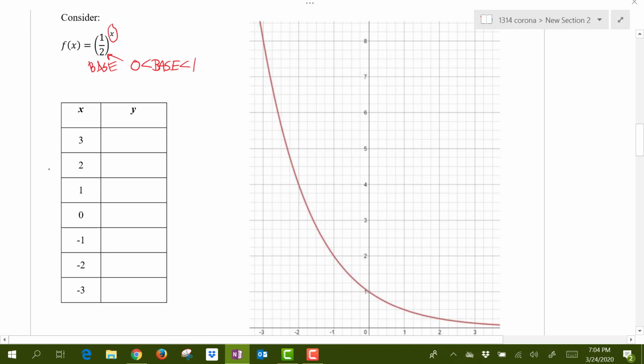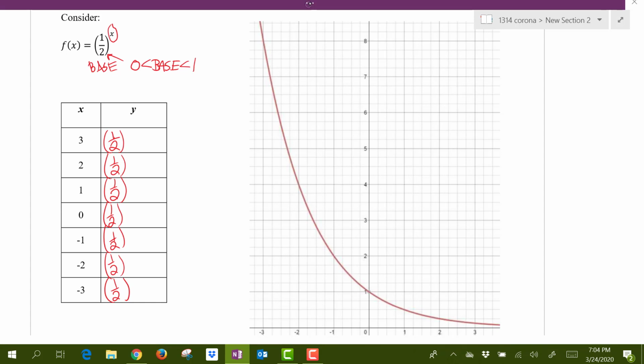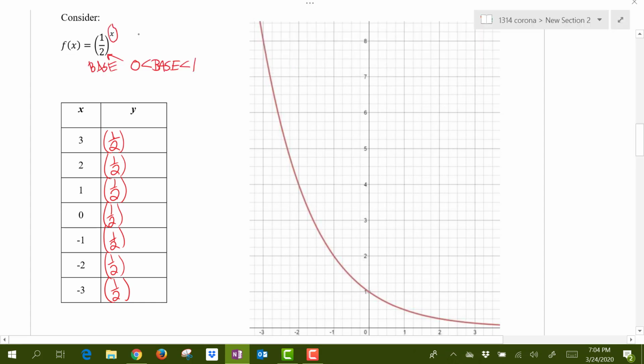When we go to graph it, we have a little t-chart here again. We have some x values that we want to plug in. Every single time I plug in one of these x values, the base is going to be 1/2. So the base is not going to change for the exponential function. What does change, or what varies this time, is what we put in place of x. And that x is now in the exponent.